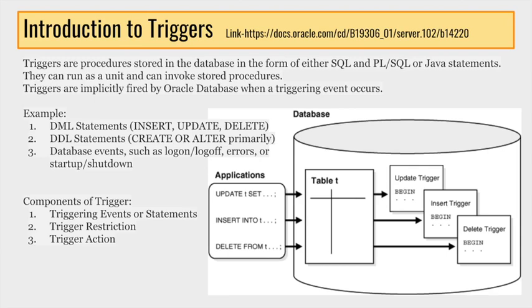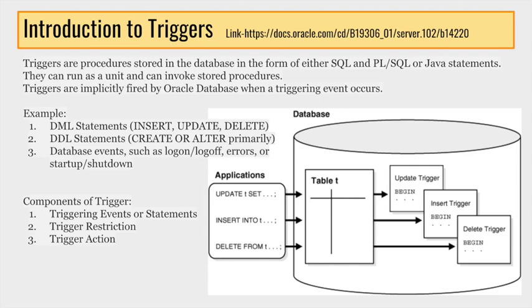A trigger has three basic parts: a triggering event or statement, a trigger restriction, and a trigger action. A trigger event or statement is an SQL statement, database event, or user event that causes a trigger to fire, while a trigger restriction specifies a Boolean expression that must be true for the trigger to fire. The trigger action is not run if the trigger restriction evaluates to false or unknown.